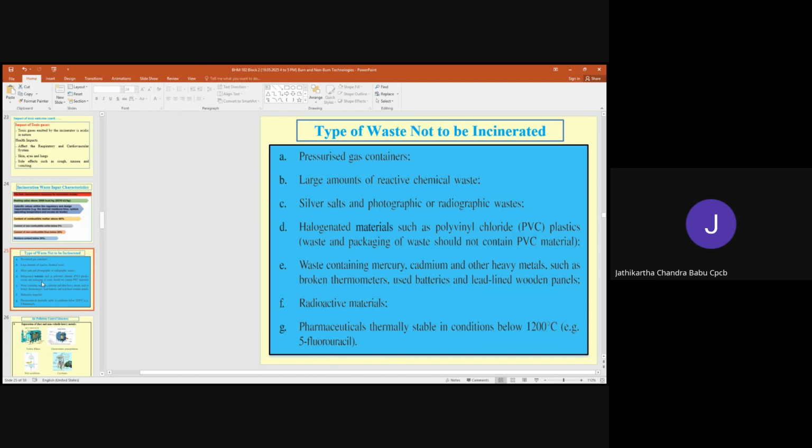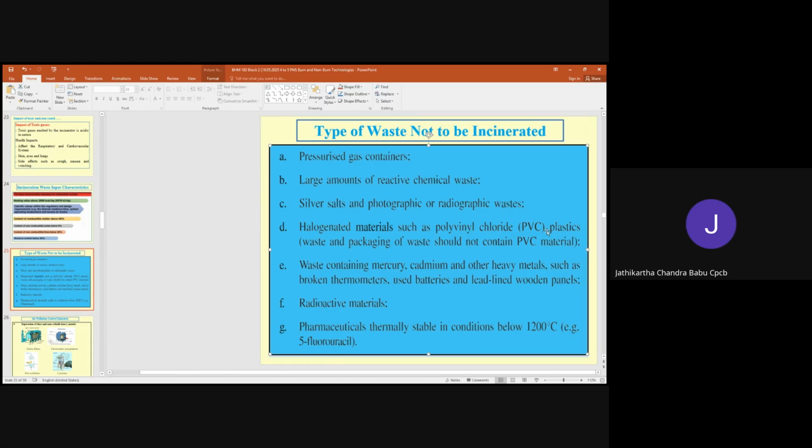Waste which cannot be incinerated includes pressure gas containers. If you dispose of these pressure gas containers, they may burst inside and create a blast in the primary chamber. Therefore, pressurized gas containers should not be incinerated. Large amounts of reactive chemical waste should not be incinerated. Silver salts and photographic or radioactive waste as well. Radioactive waste cannot be incinerated at all. It is going to cause problems to the area.